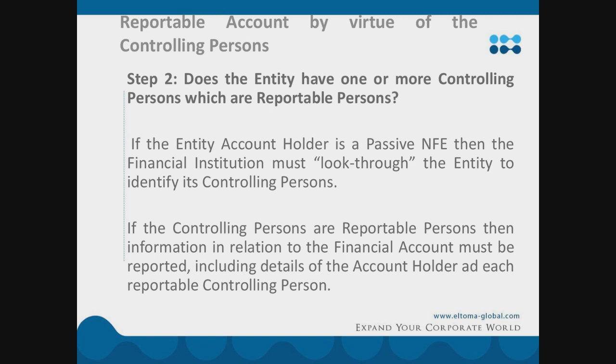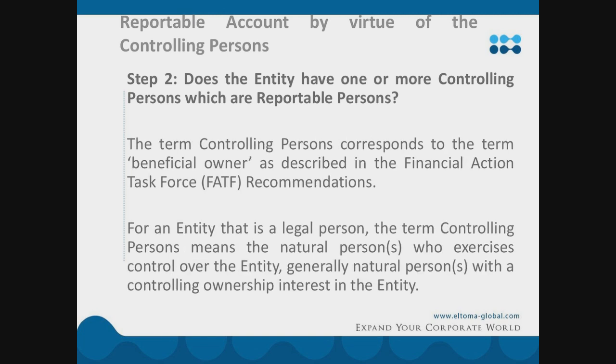If the entity account holder is a passive non-financial entity, then the financial institution must look through the entity to identify its controlling persons. And if the controlling persons themselves are reportable persons, which means they are tax residents in a jurisdiction that also joined the Common Reporting Standard, then the information in relation to the financial account must be reported, including details of the account holder and each reportable controlling person.